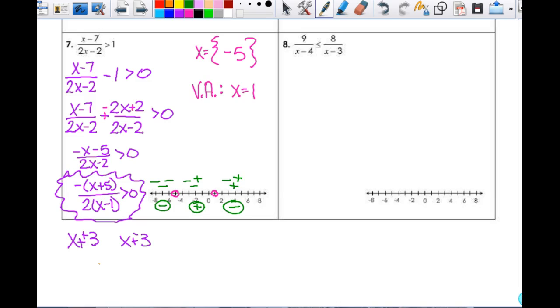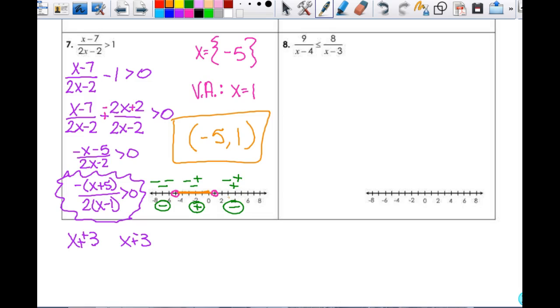So I want these. Am I looking at positive or negative here? Positive. So it's this part right here. So my interval is negative 5 to 1. And then they're both open. I also like my own number lines because then I can actually see the numbers.